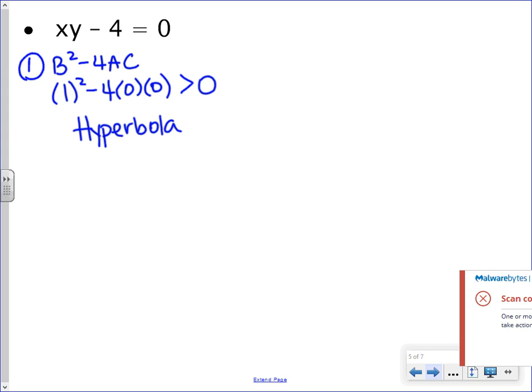You know what? We're not actually going to graph it today. Okay? So maybe I should make that clear. We're not going to graph them today. We're going to graph them on Monday. Okay? All right.